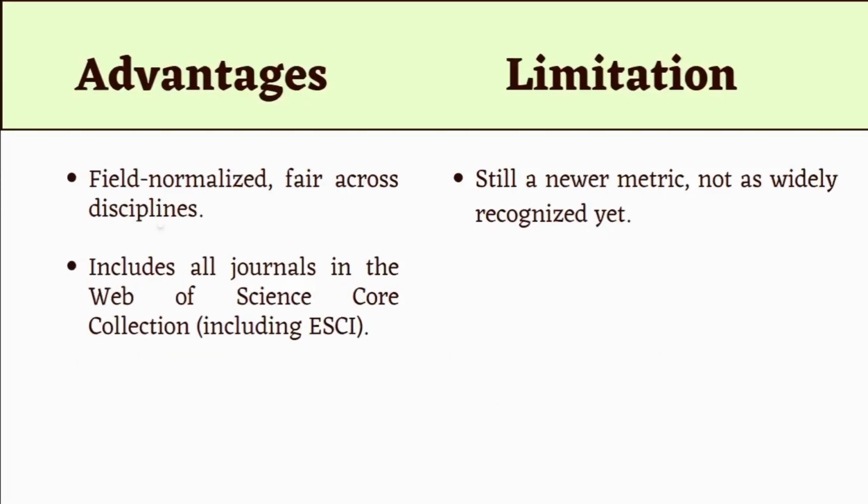Advantages: it is field normalized, fair across disciplines, and it includes all journals in the Web of Science Core Collection, including the Emerging Sources Citation Index. Limitation: it is still a newer metric developed in 2021 and it is not as widely recognized as other metrics like journal impact factor or CiteScore.